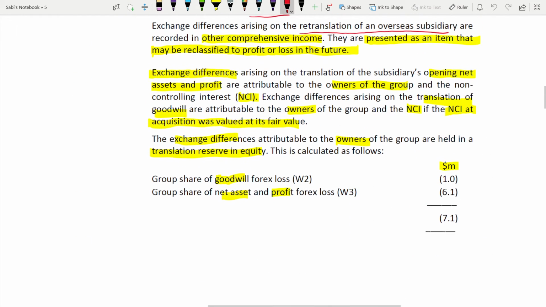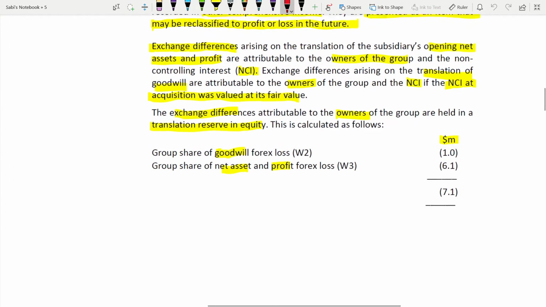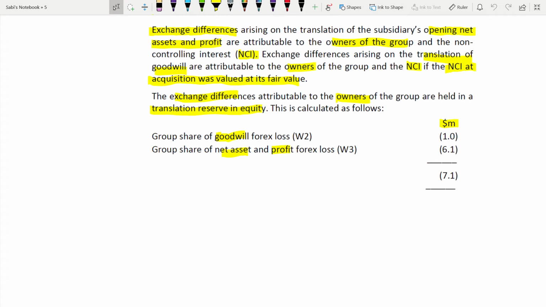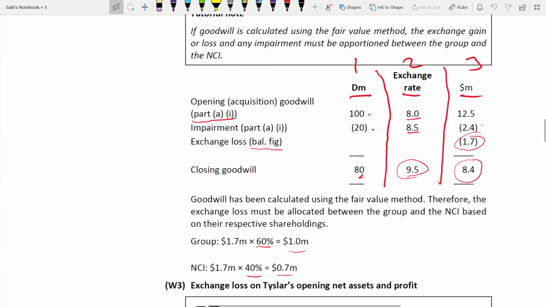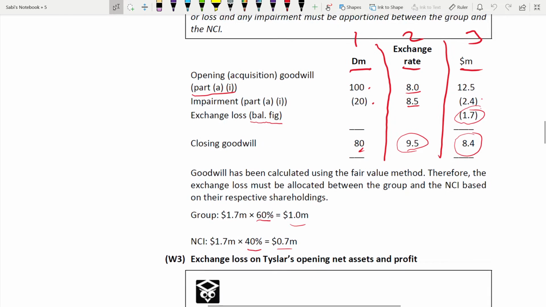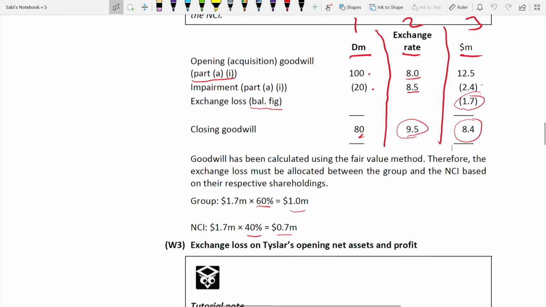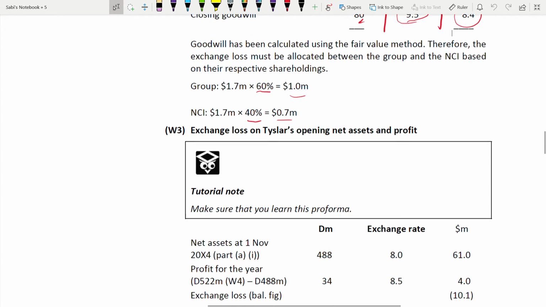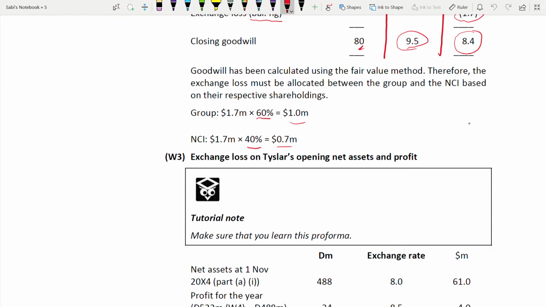If you go up, you can check. 1 and 6.1. How 1 and 6.1? Because from net assets and profit, you are only writing the group's part, okay? Group is 1, not the NCI part. The NCI part you are just showing here. You need to show it in your workings, but in the main table, you are only putting the group's part, okay?